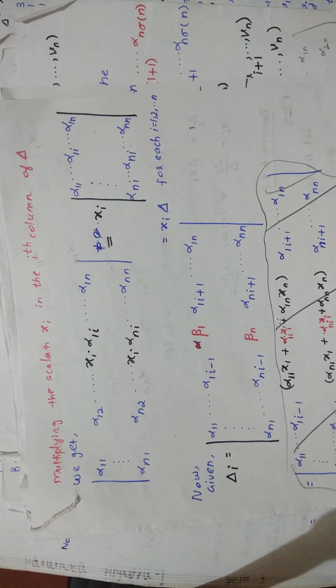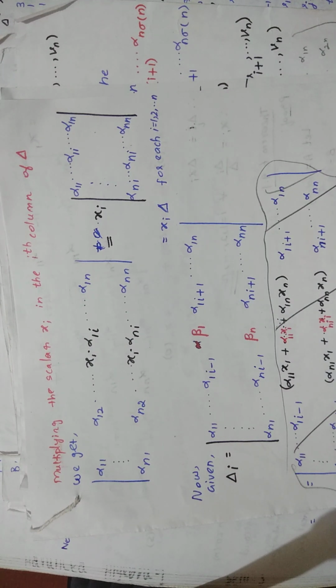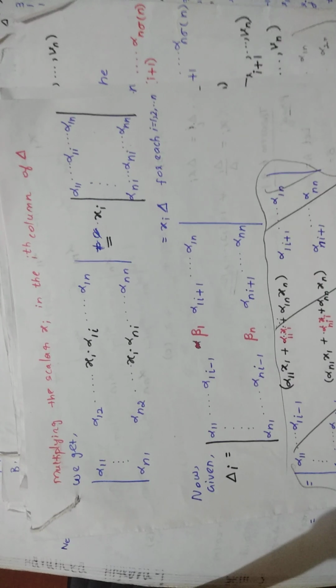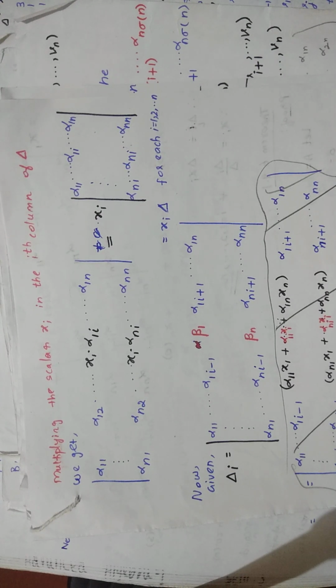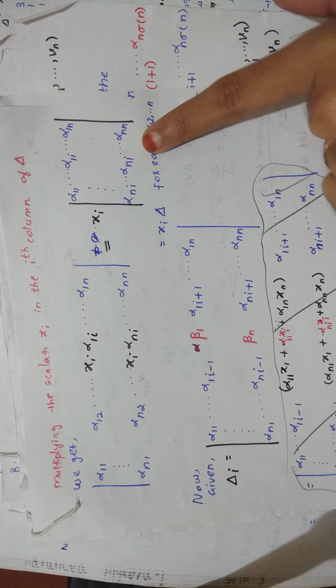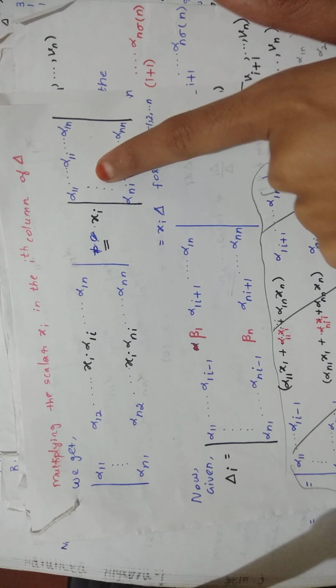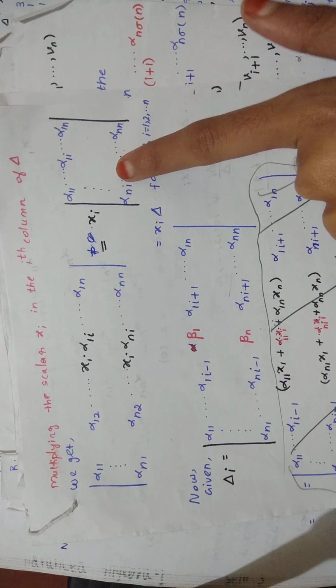There is a lemma: if in a column there is a scalar that got multiplied, then you can bring that scalar outside the determinant and write the remaining determinant like this. Using that lemma you write from this to this, and then this can be written like this.